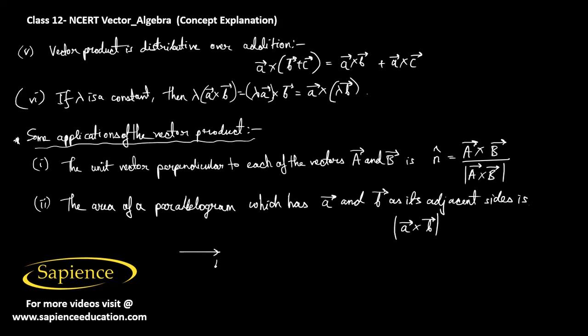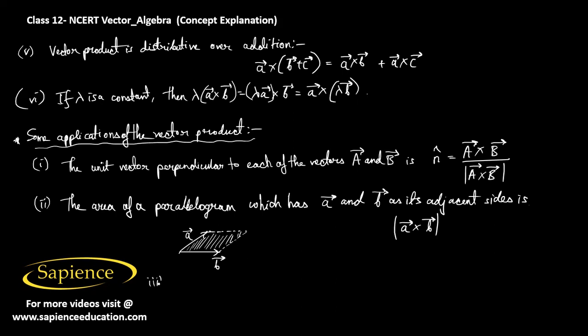So it means that if B vector and A vector are the adjacent sides of a parallelogram, then if we complete this parallelogram, then A vector and B vector are its adjacent sides, then the area of this parallelogram will be given as magnitude of A vector cross B vector.